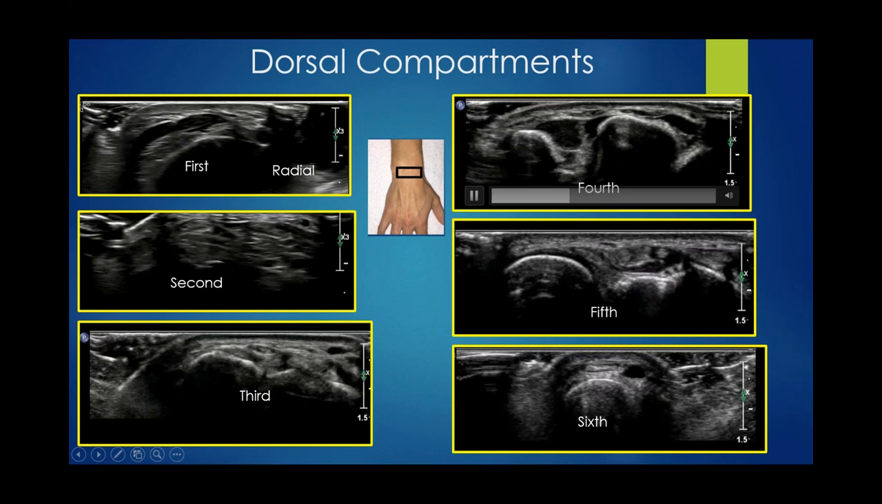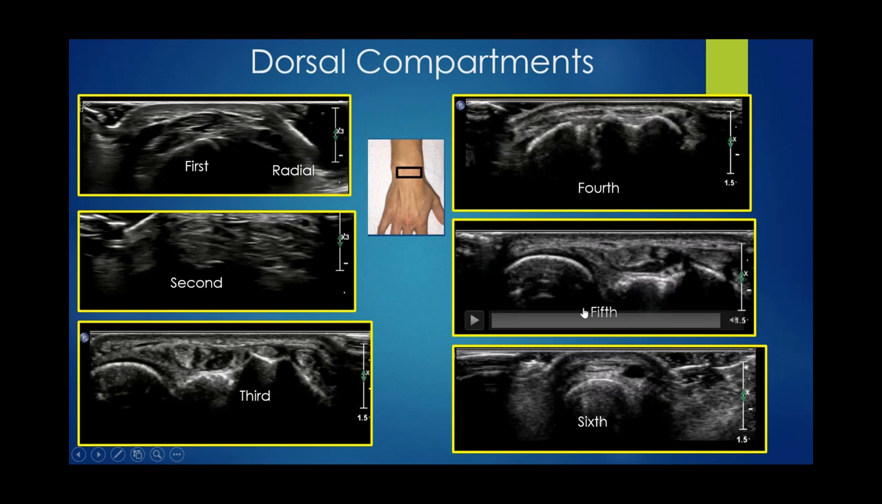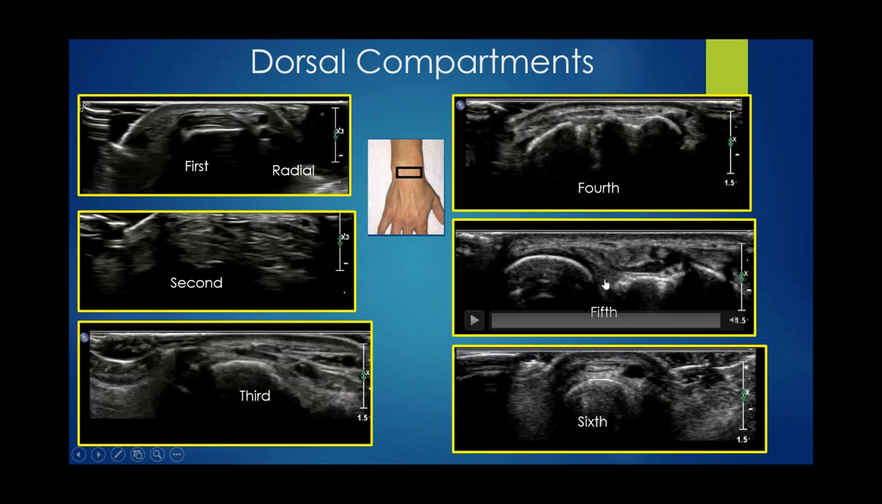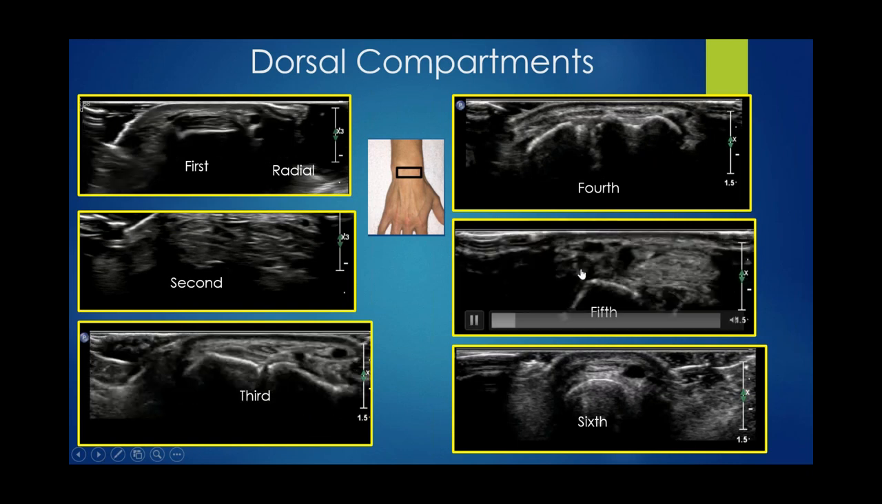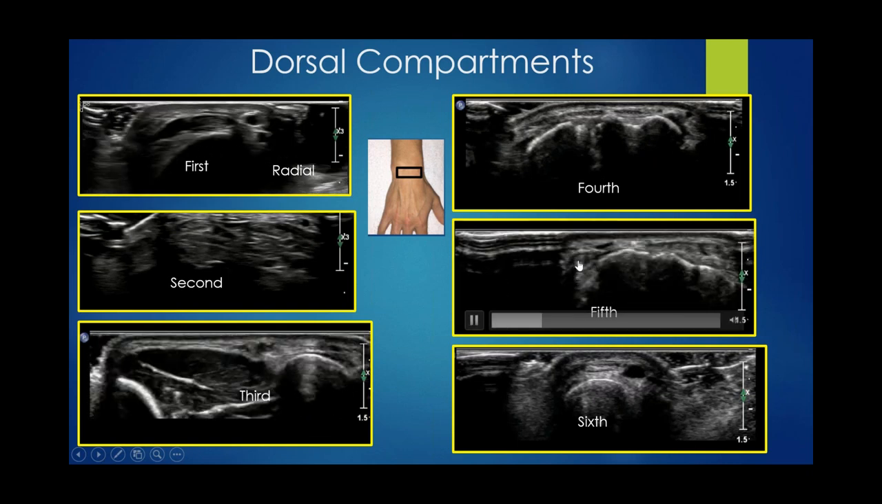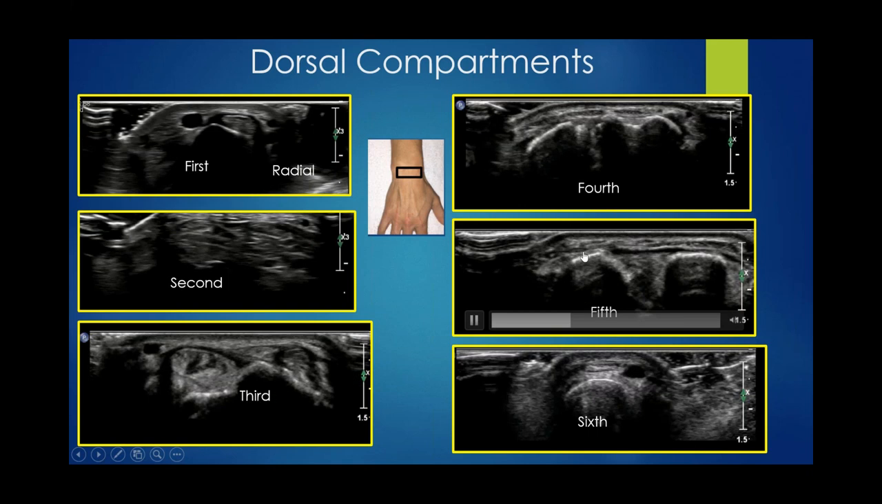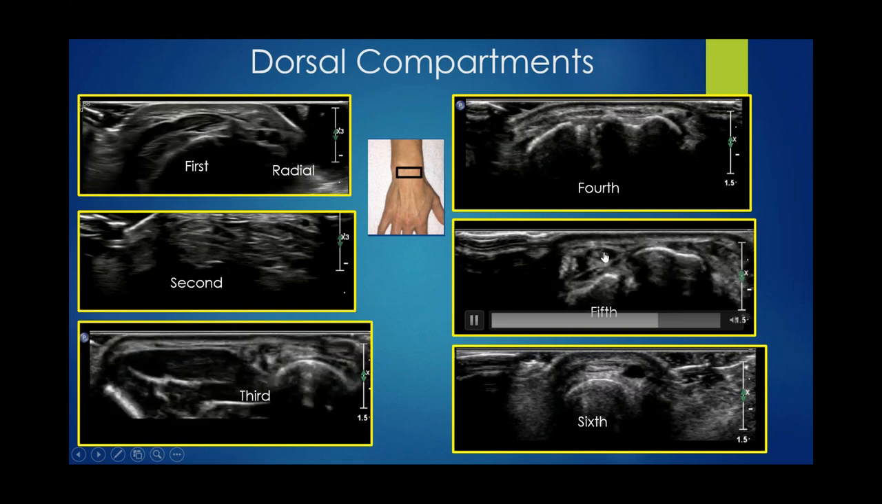The fifth compartment overlies the dorsal aspect of the distal radioulnar joint. It's depicted here. As the video plays, you'll see the extensor digiti minimi move from a relative radial to a relative ulnar direction as it crosses the dorsum of the hand.